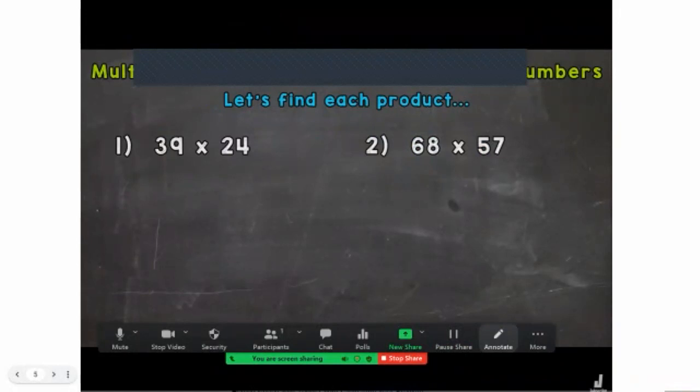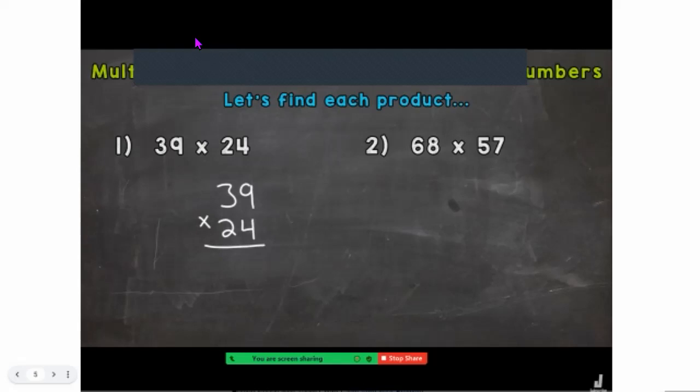So for number 1, we have 39 times 24. And the first thing we need to do is set this problem up. And we can do that by writing 39 times 24. When setting these problems up, just make sure that your places are lined up, meaning the 9 and 4 are lined up because they are both in the ones place. The 3 and 2 are lined up because they are both in the tens place.